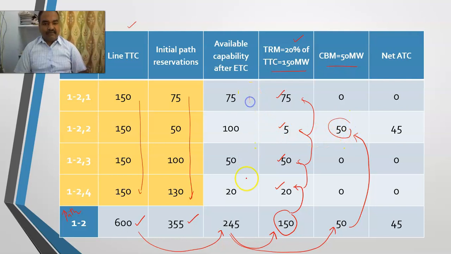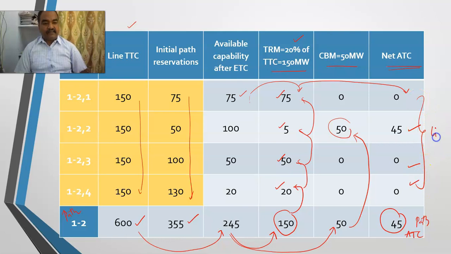So, now this available capacity minus these margins. If I keep, I will get the net ATC. So in this one 75, I'm keeping it as TRM, and so I'll get 0 ATC. 45 here, 0 here, 0 here. This is my final ATC, path ATC. And these are line ATCs.